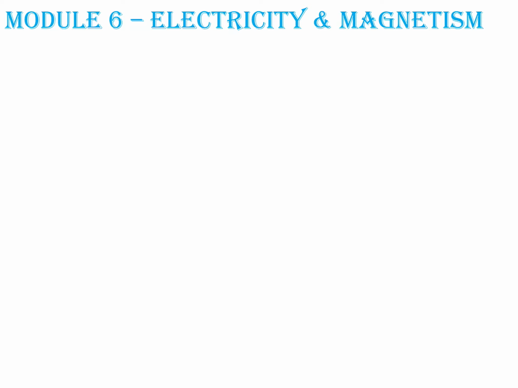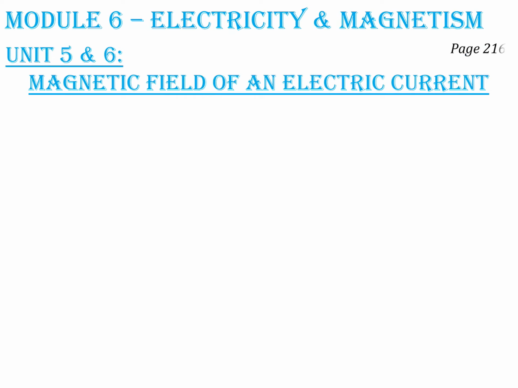Okay, so we're now going to look at Module 6, Electricity and Magnetism. Specifically, we're going to look at Unit 5 and 6, which is actually a really nice section. Some of this is going to be revision from stuff you did in grade 10, and we're just going to put it all together because it lays a good foundation for grade 12. This is no calculation, this is just theory.